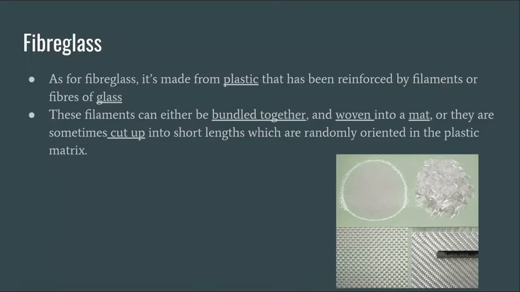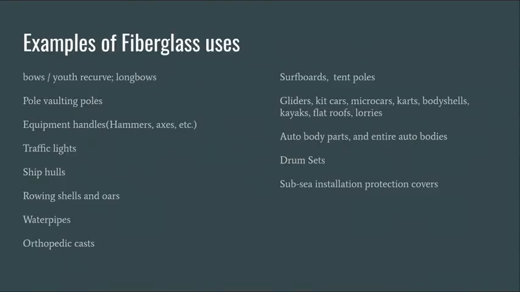On this picture, there are some that are cut up into small pieces or woven into a mat. I will give you uses and specific examples of industries that use fiberglass on the next slide. I put a lot of examples of different industries and specific examples. Some specific examples of fiberglass would be bows used for bows and arrows, pole vaulting poles, handles for hammers, axes, and other different equipment.